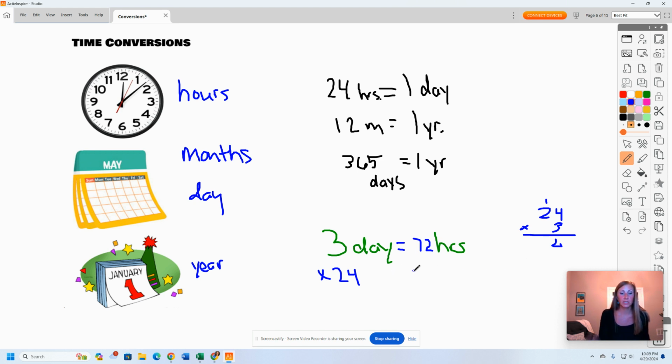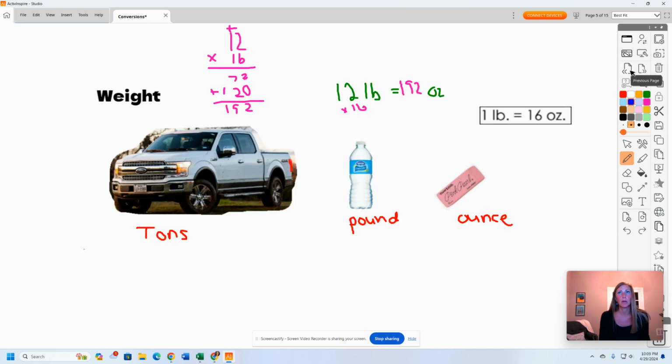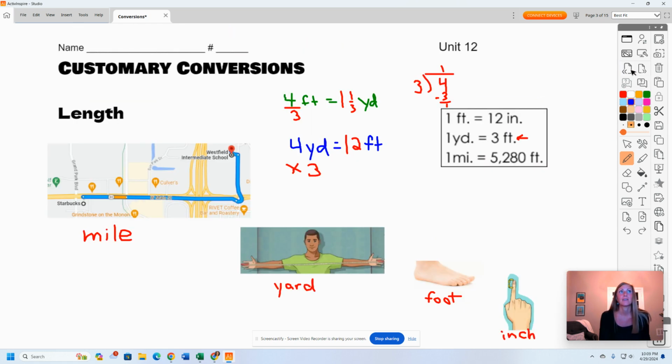So still the same concept. Start big, get big. Start small, get small. But using those conversions. So these are harder to memorize. Not the time, but going back to the weights, the capacity, and then the length. So you're going to use those, and feel free to keep these out then for practicing. Okay? All right. Thanks for following along. Let's get to practicing.